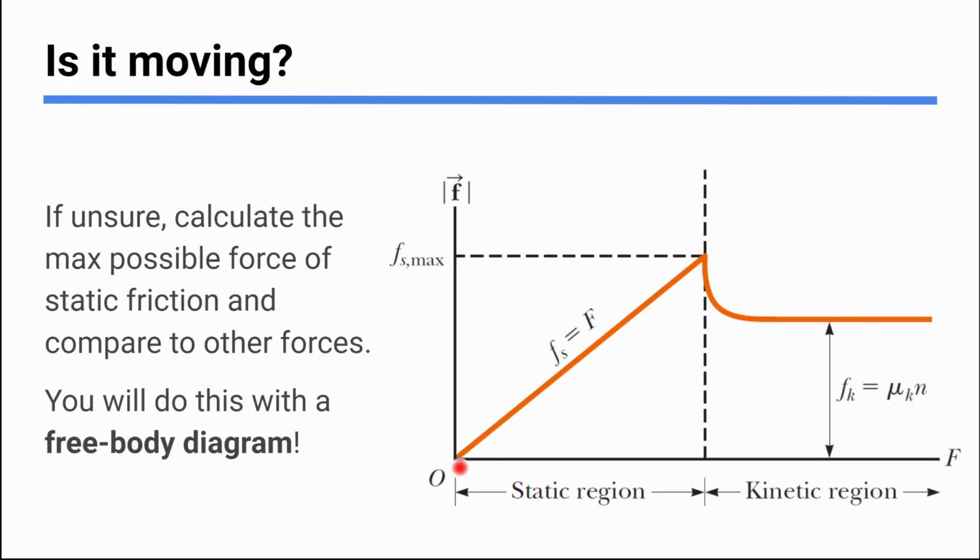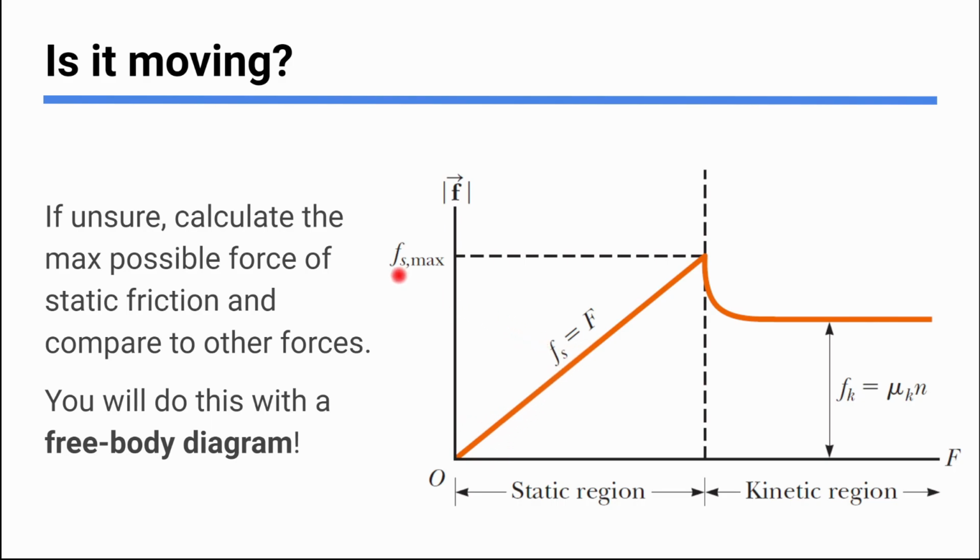Picture the block on the floor, and I'm pulling on it with an increasing amount of force until it starts to move. Well, if I don't pull at all, there's no applied force, so there's no friction force. If I don't try to move the box, there's no friction that needs to stop it from moving. If I pull with 1 Newton of force, then the static friction that would oppose me would be 1 Newton. It reacts to be equal to the applied force up until some maximum.